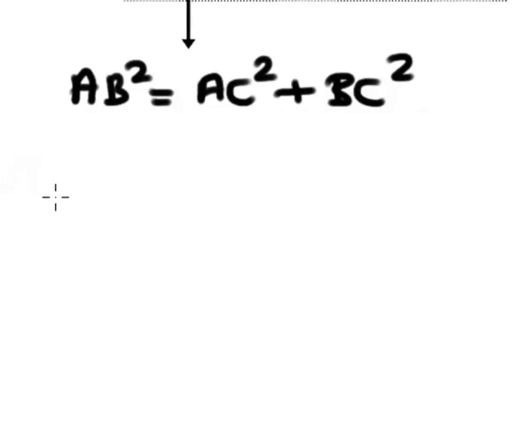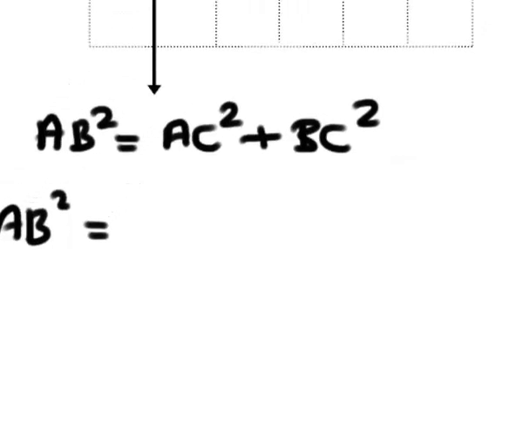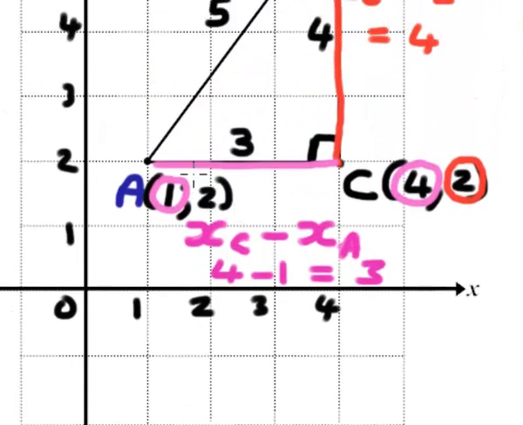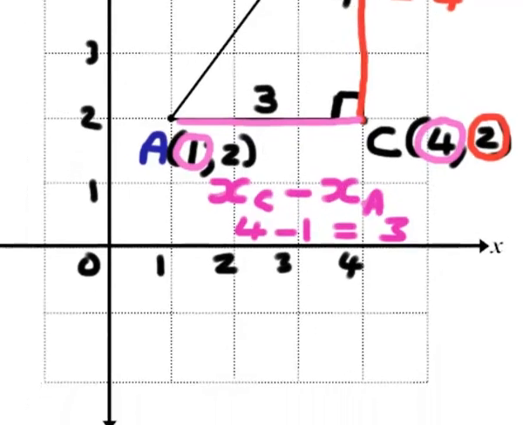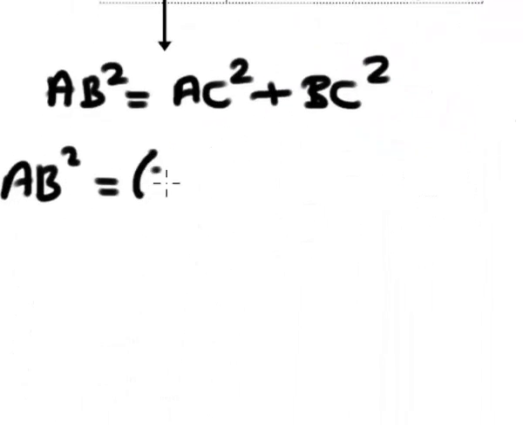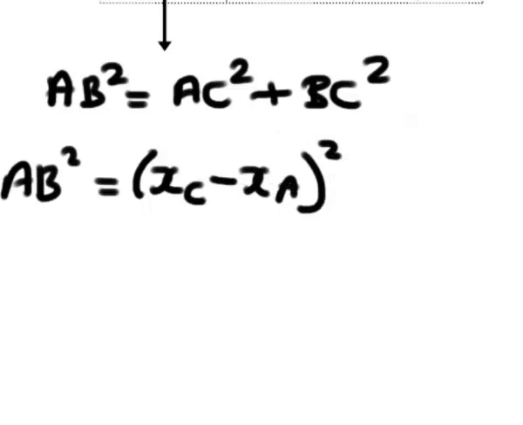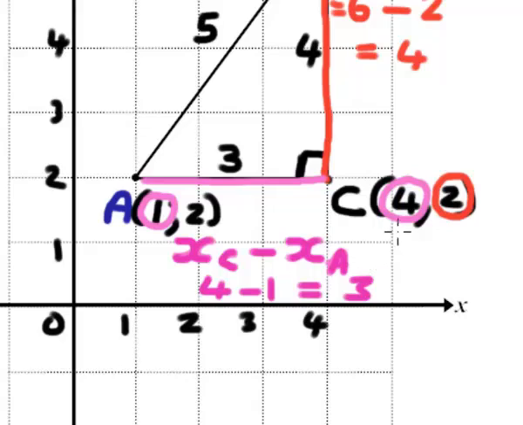AB squared is equal to, now watch this. What is AC? Now AC we know was 3, but we can say the x of C minus the x of A. Alright, it's the x of C minus the x of A. Look again, AC is the x of C minus the x of A, 4 minus 1. That gives you AC.